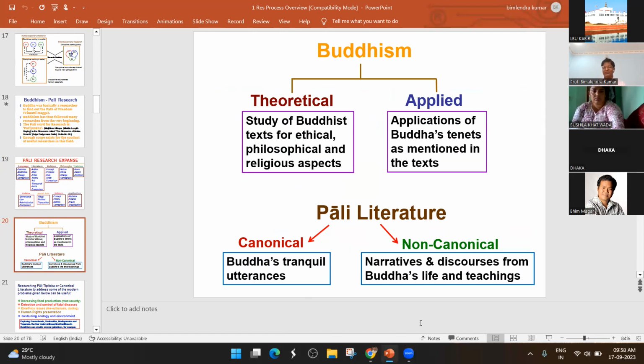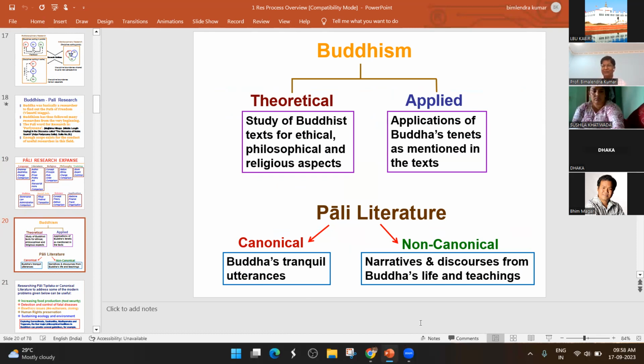there are two aspects of research in Buddhism, or in the subject discipline Buddhist studies. There are theoretical aspects which are called as a pure research. There is another aspect which is called as applied research, or they are also called as engaged Buddhism.